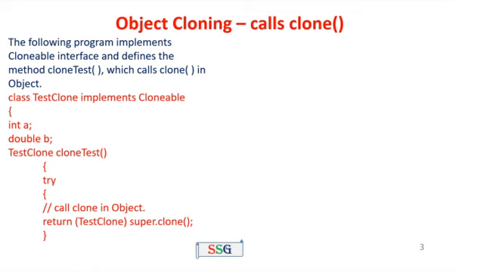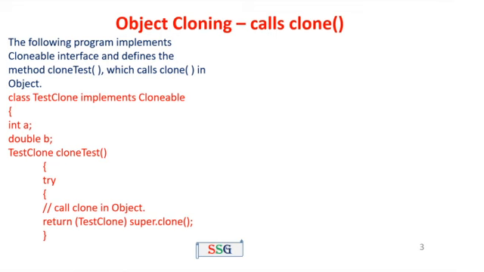So consider one example. Here the class name is TestClone, which implements Cloneable. The first condition is satisfied. That means only when the class implements the Cloneable interface is it possible to create duplicate objects. Then the class TestClone contains two variables, int a and double b.